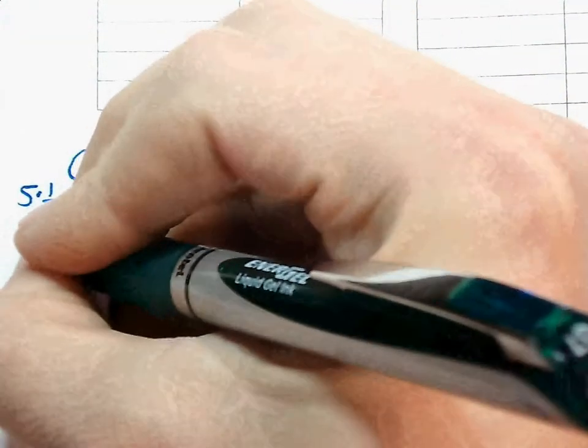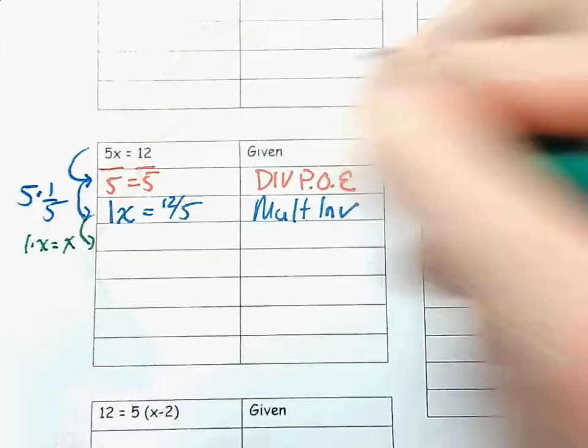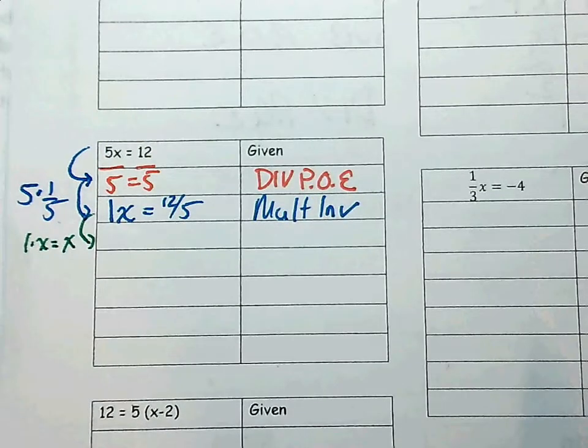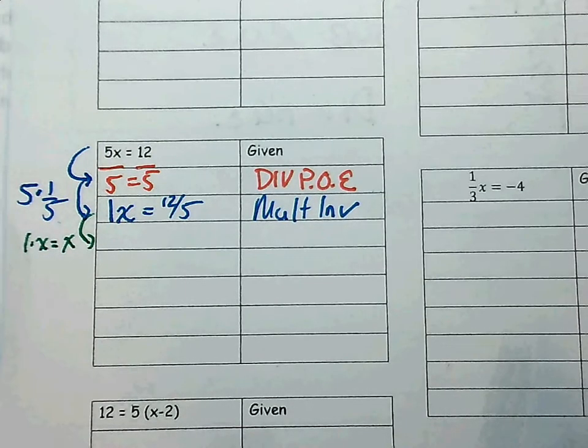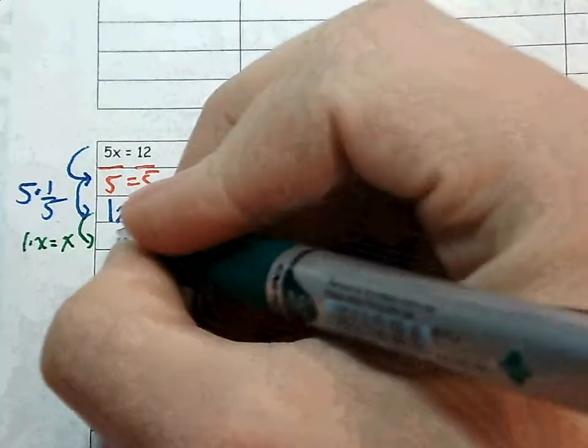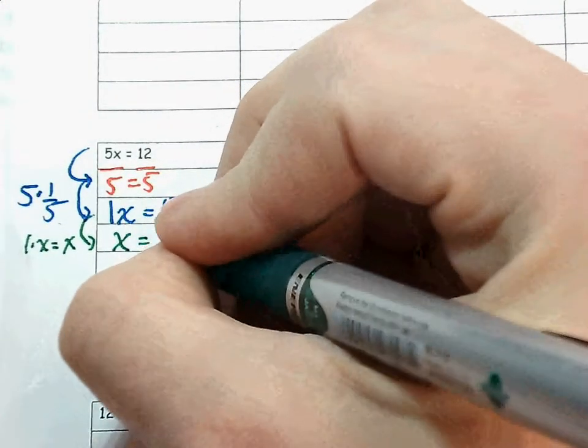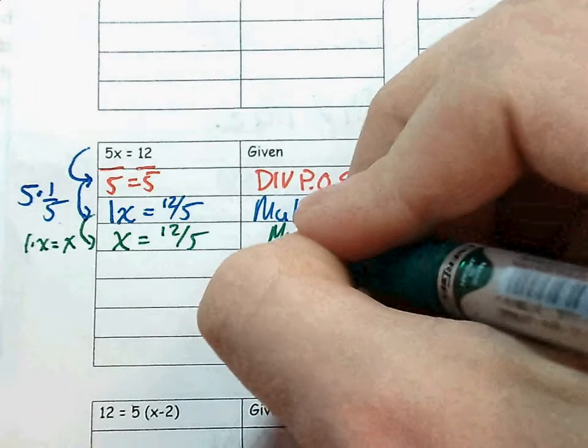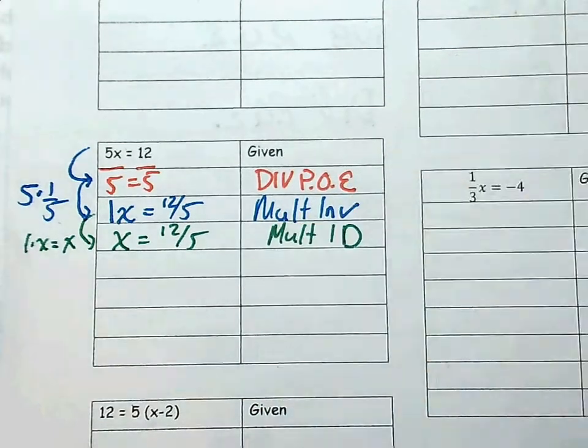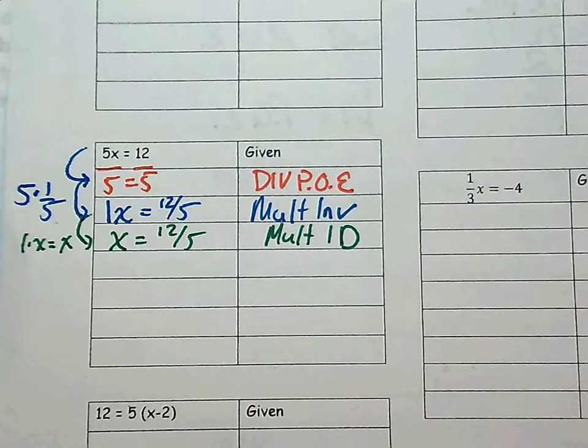Now, my next thing, and again, I'm just showing you my thought pattern here, is that I know that 1 times x is x. What property tells me that? Which identity? Multiplicative identity. So now I say x is 12/5 according to the multiplicative identity, and I'm done. All right?